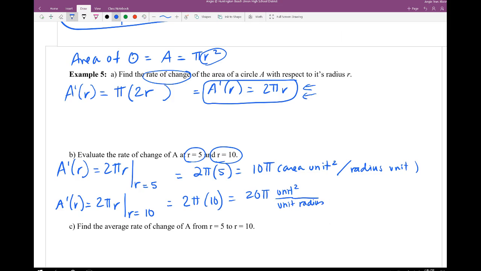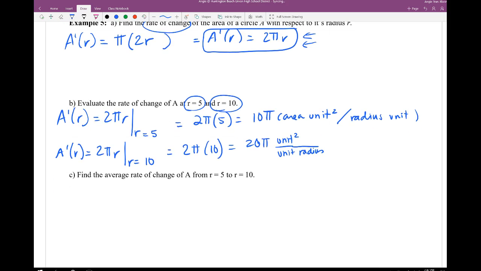Okay, so look at that. What's going on? The radius is doubled. Is the area also doubling? From 10 pi to 20 pi, the rate of change, not the area itself, the rate of change, is twice as much. So when the radius is increased by 2 times, the rate of change of the area also increased by 2 times.